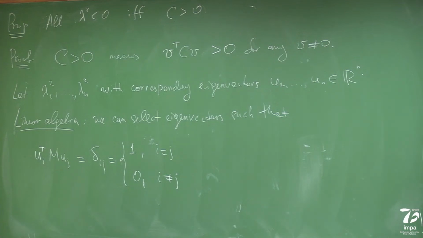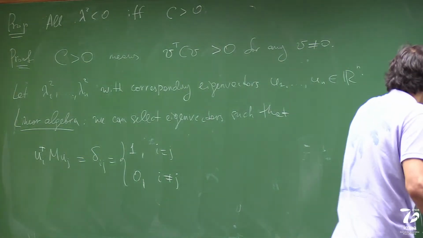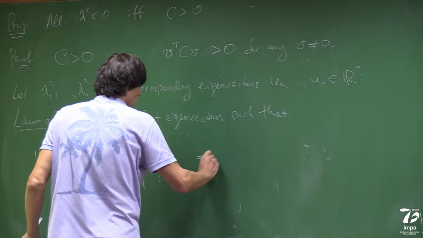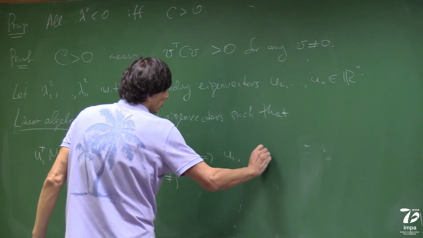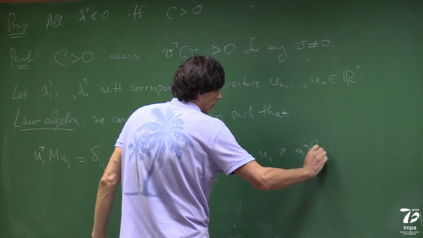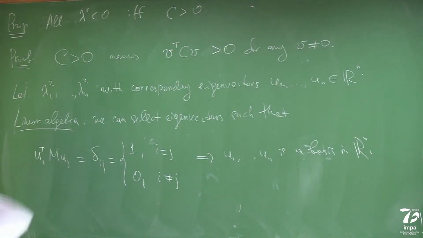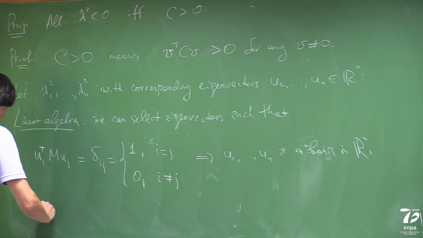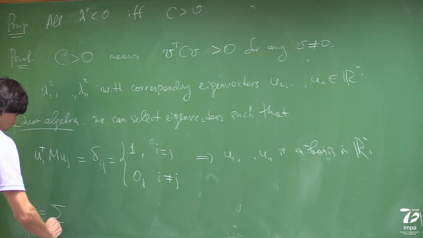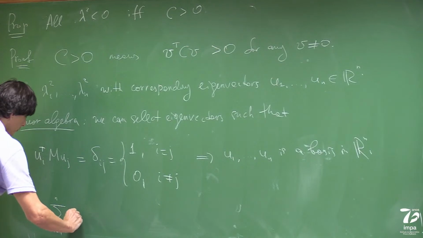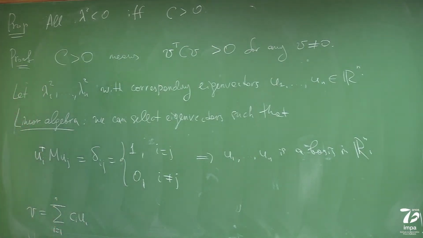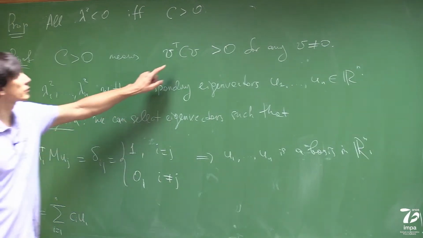And now what you can do, so this means in particular that U1, ..., Un is a basis in Rn. Also a result from linear algebra. So we can choose a basis in Rn with eigenvectors which satisfy this condition. And then we can take an arbitrary vector v as a linear combination with arbitrary coefficients. Right. So now with this vector v, we'll check this condition.